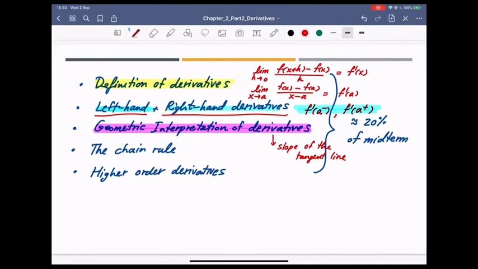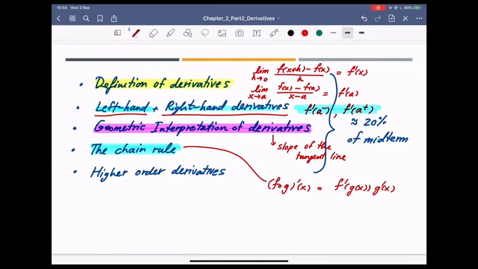Also, the big part that we learned is the chain rule, which you should be able to apply. The derivative of f of g of x is f prime of g(x) times g prime of x. This is what we learned last week for the chain rule. It is very important and you are going to use it again and again.